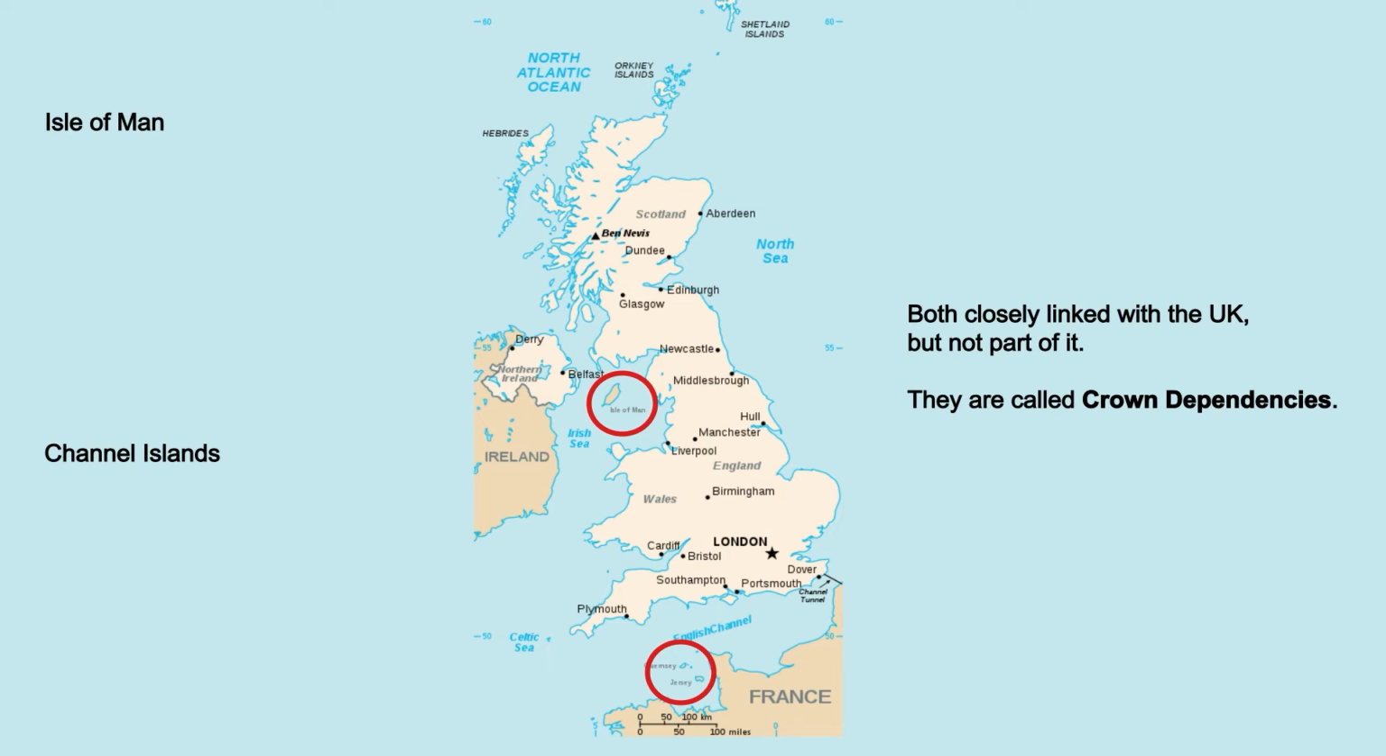And here we have what we call crown dependencies. Now, crown dependencies are not part of the UK, but they are closely linked to it. And the crown dependencies that we need to focus on for the test is the Isle of Man and the Channel Islands. So all we need to remember for the test is the Isle of Man and the Channel Islands are crown dependencies. They are closely linked with the UK, but not part of it. That is all we need to know and remember for the test.